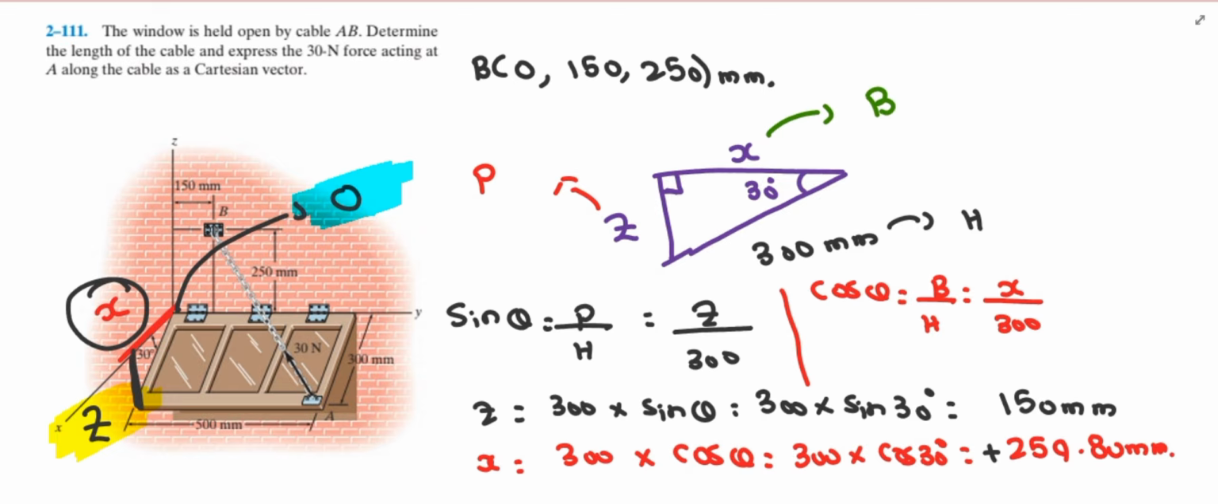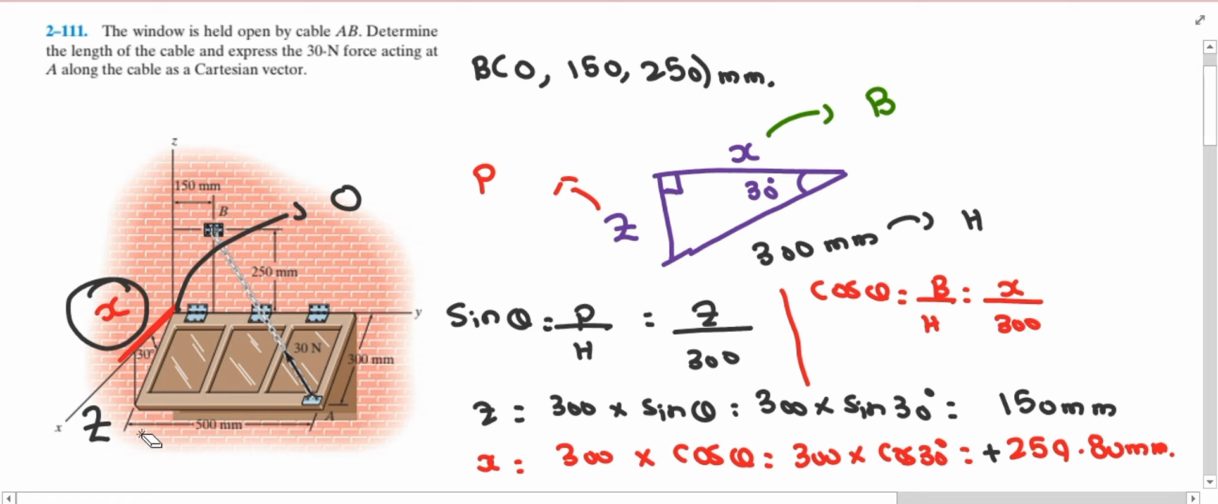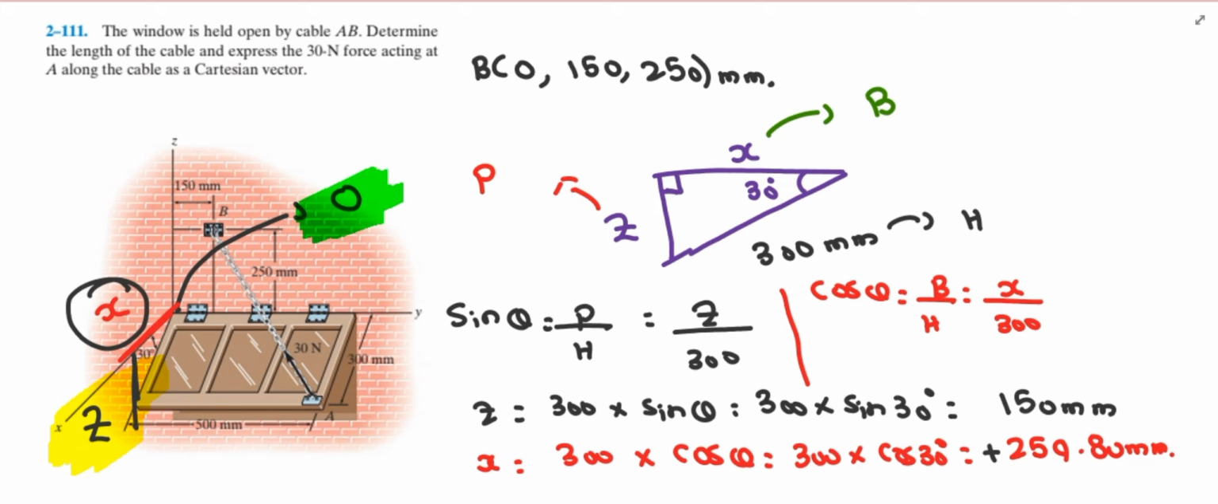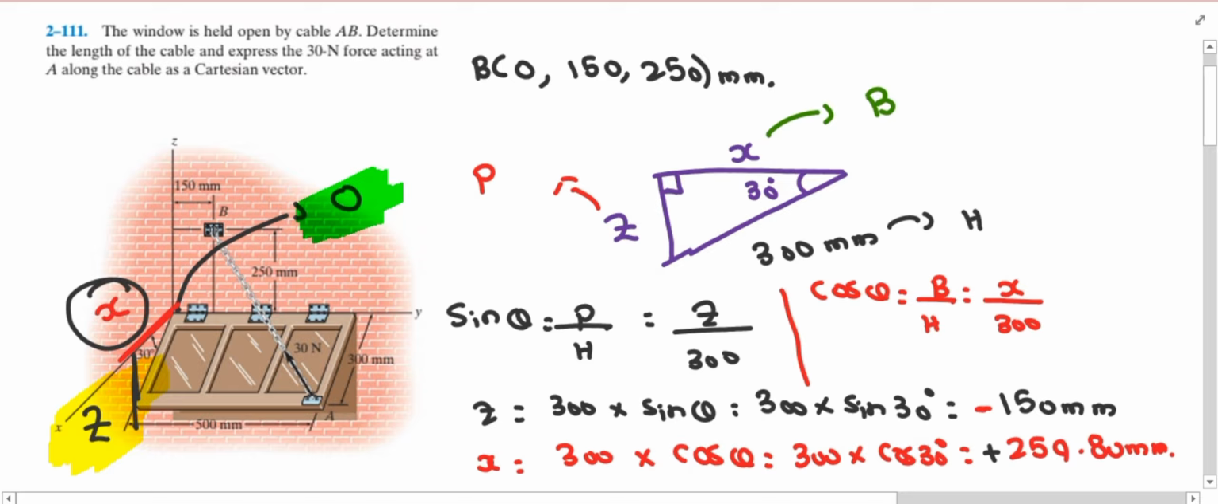So let me tell you again, let me erase. If you see this z-axis, this is the z-axis distance, and this is basically our origin. So the z-axis distance is present vertically downward, or you can say the z-axis distance is present below the origin. So that's why it is the negative z-axis. So the value of z is negative 150 millimeter.